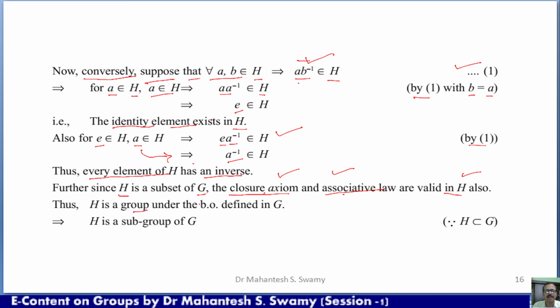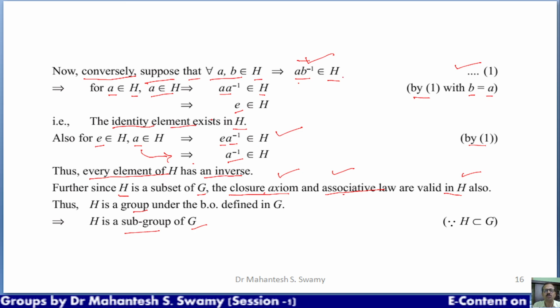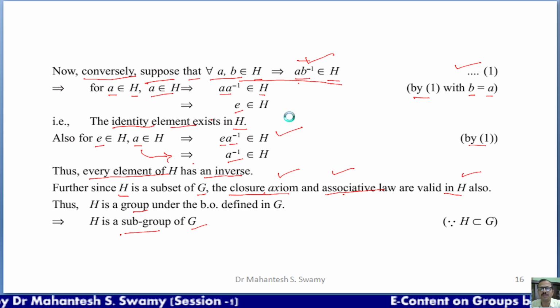When H is a group and H is a subset, H is a subgroup. H is a subgroup of G. So we have proved the theorem. That is, when the condition, for all A, B belonging to H, AB inverse belongs to H, then H is a subgroup. And conversely, when H is a subgroup, this particular condition is satisfied. So this completes the proof of the theorem.